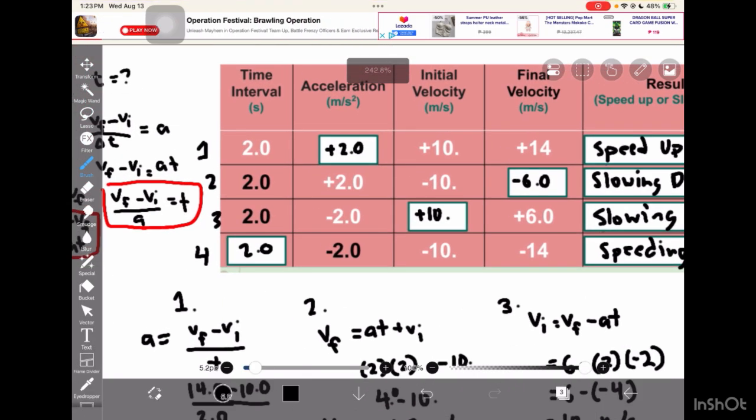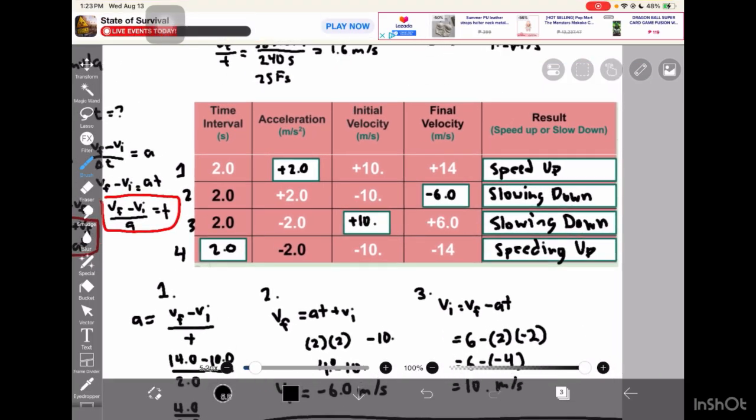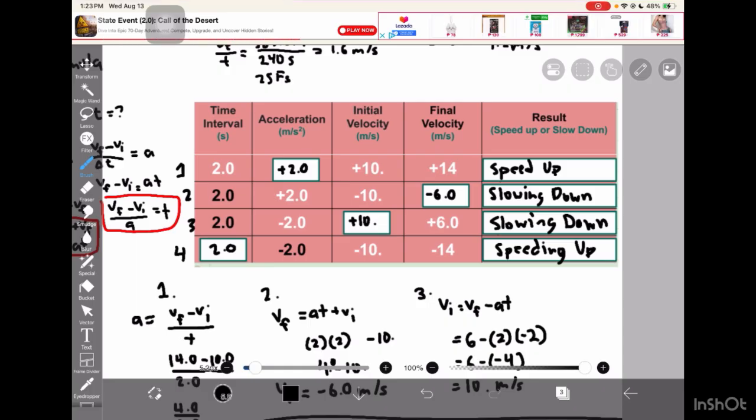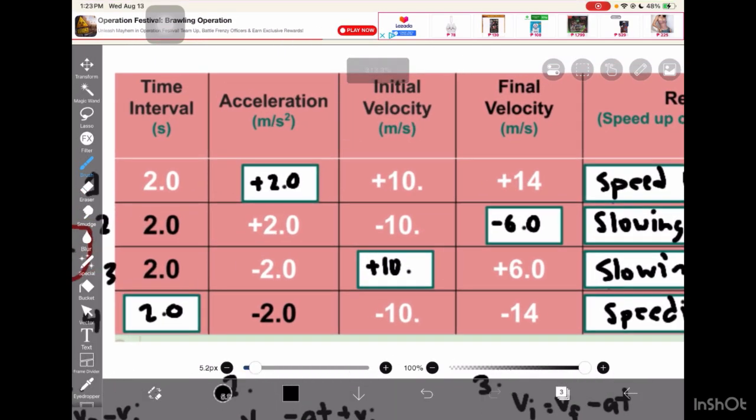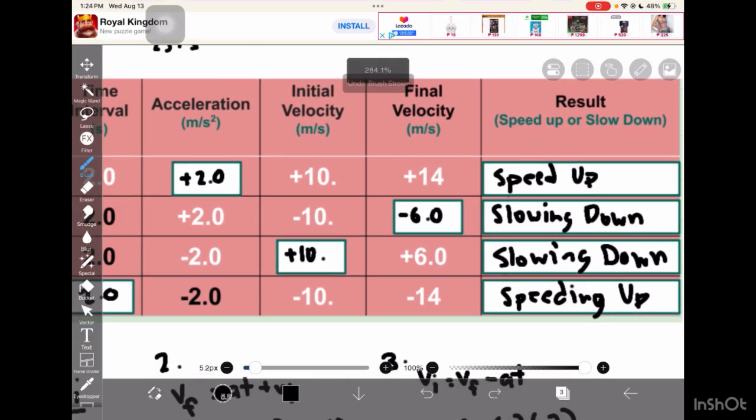So what have we come to realize here? Take a look at the time, and what can we look at? We want to try to find the pattern over here. Okay, I think I get it now. As you could see over here, the acceleration is positive, and the initial and final velocity are also positive. So that means it's speeding up in the positive direction.